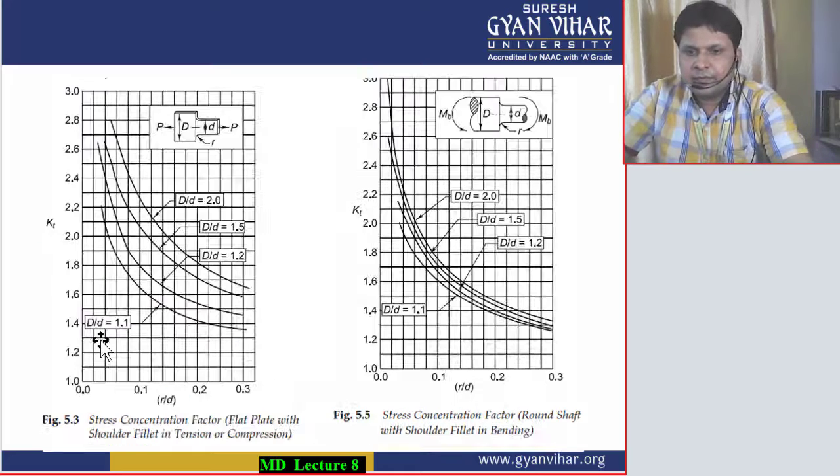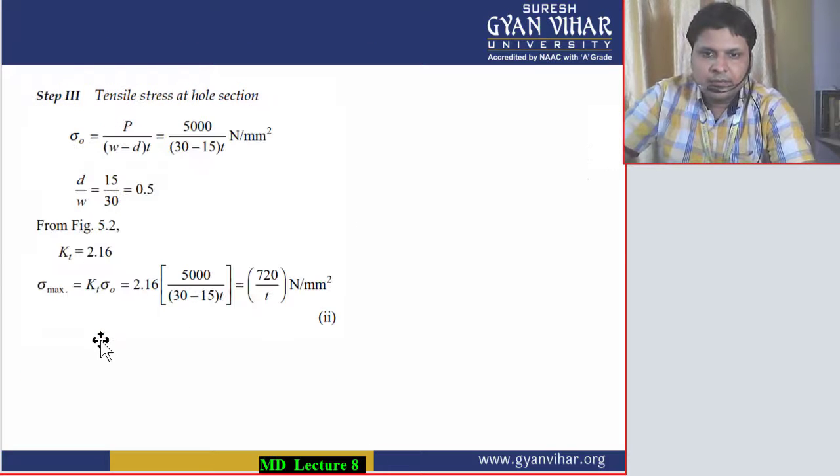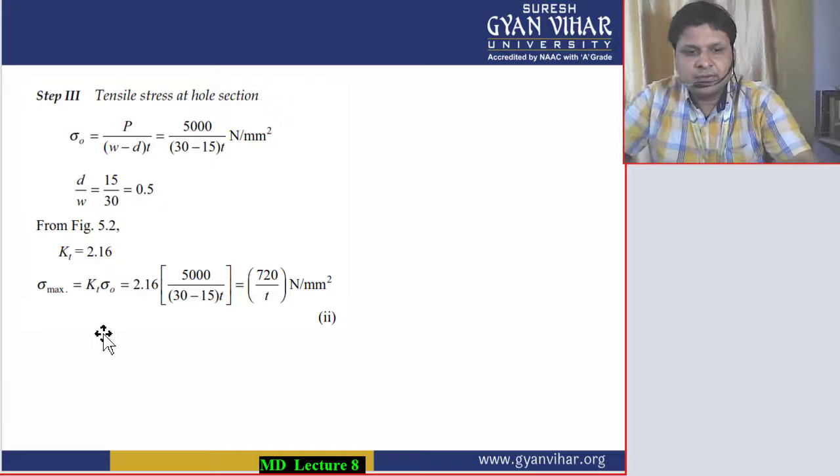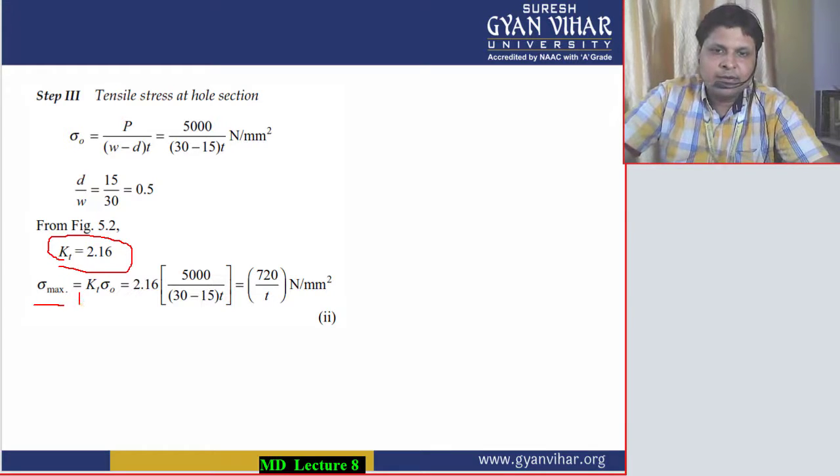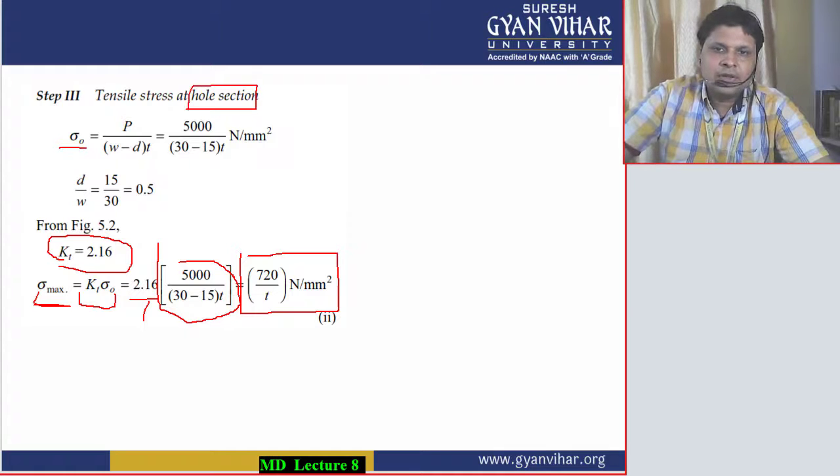Here it is taken as 2.16, no issue. If you zoom in and find the exact value, you will see that it is equal to 2.16. Now by formula we all know that the maximum stress can be obtained by multiplying this KT with the normal stress. So 2.16 is the KT value which you have obtained from the chart, and this is the expression for the normal stress. Finally, 720 by T is the value of the maximum stress, which is available at the hole section.